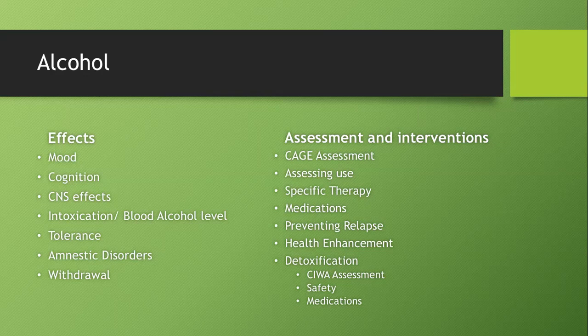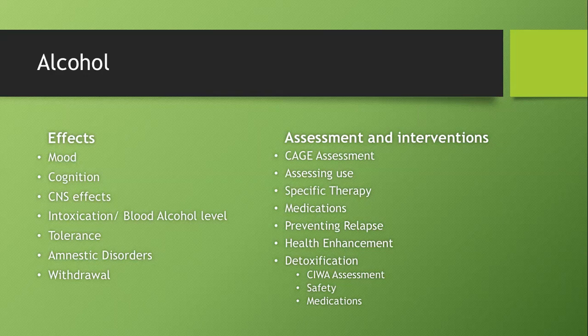And based on their CIWA score, that lets us know how much medication we can give to safely withdraw them. So we would give a benzodiazepine. It's very similar in its chemical composition to alcohol, so it allows the patient to withdraw safely. And so, like I said, based on their CIWA score, that lets us know what dose of that benzodiazepine they can receive.